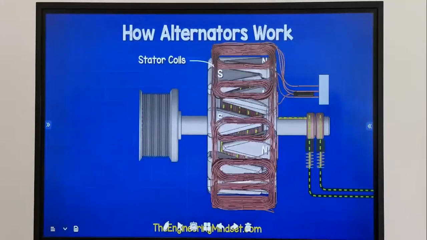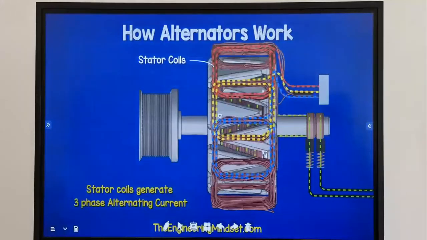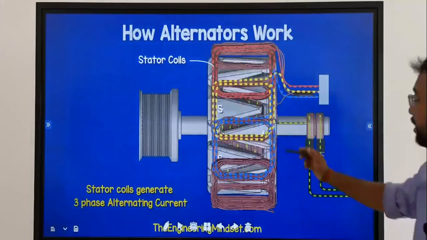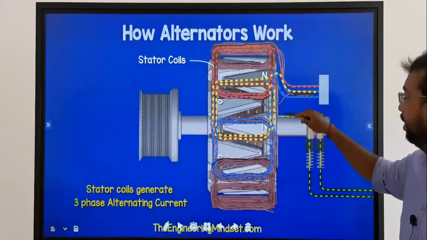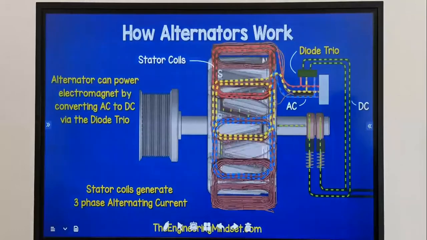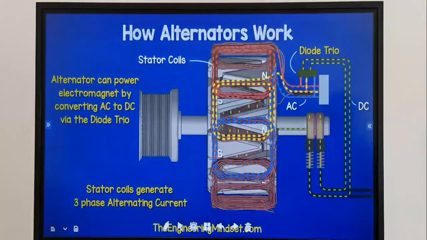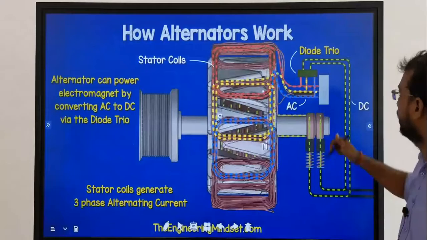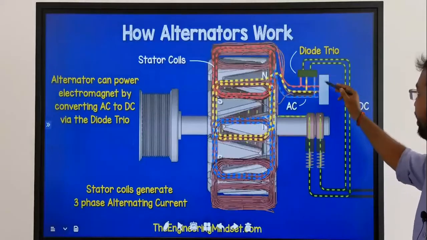Now these are the stator three phase coils. You can see three colors: yellow, red, and blue. These carry the three AC currents of the three phase coils. It's directly connected to the rectifier, and the rectifier has diodes.